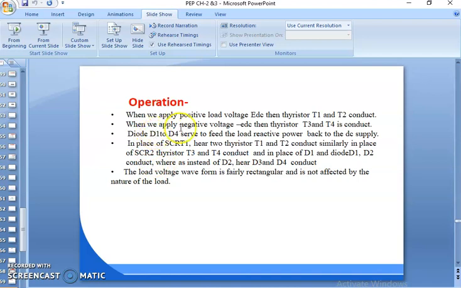When it comes to the operation, when we apply positive load voltage EDC, then thyristors T1, T2 conduct. When we apply negative voltage minus EDC, then thyristors T3 and T4 will conduct. The diodes D1 to D4 serve to feed the load reactive power back to the DC supply. In place of SCR T1, here 2 thyristors T1, T2 conduct. Similarly, thyristors T3, T4 conduct. And diodes D1, D2 conduct, whereas instead of D2, here D3, D4 conduct.